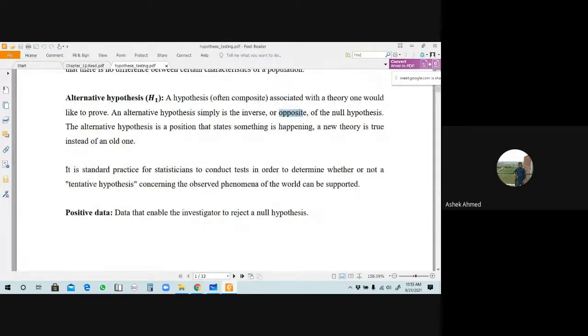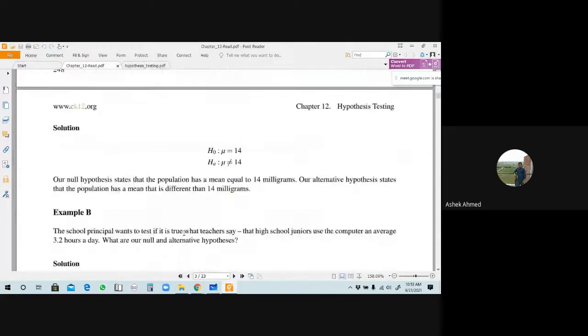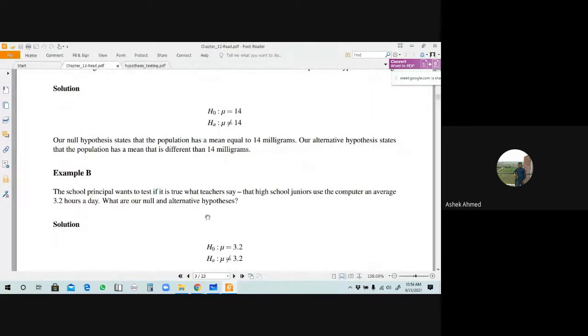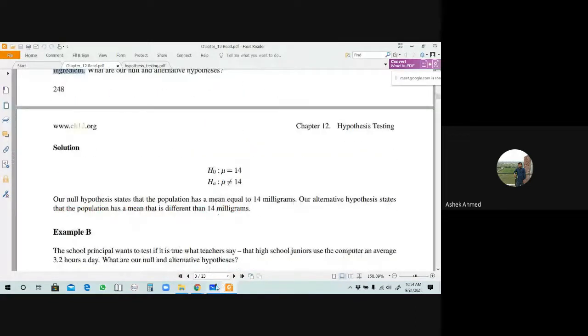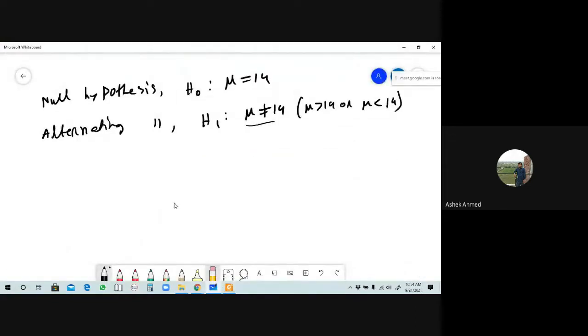Similarly, you can see some examples from here also. They have given another example. Now, if the null hypothesis H not is mu greater than 14, can you say what the alternative hypothesis will be for this case? If mu is greater than 14, then the alternative hypothesis will be mu less than or equals 14 here.